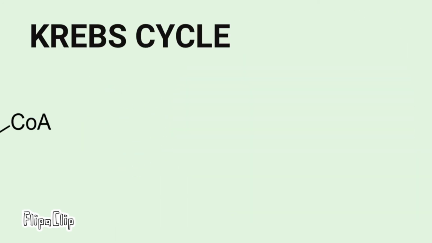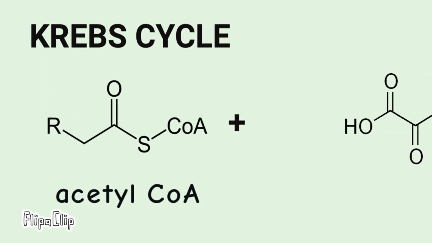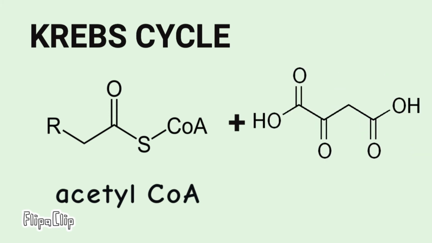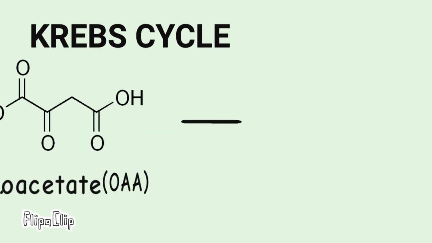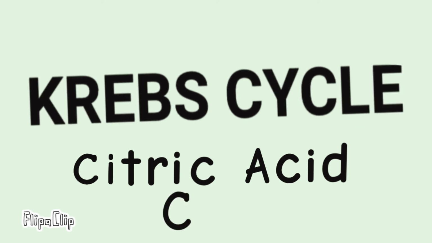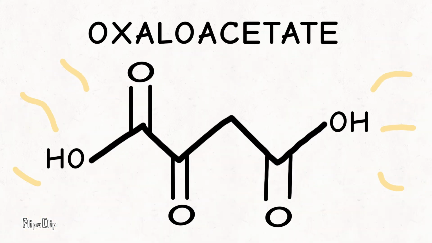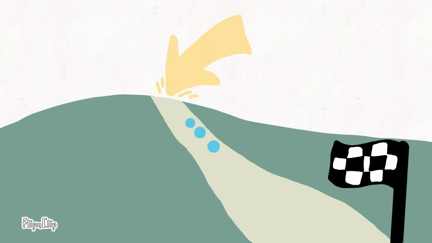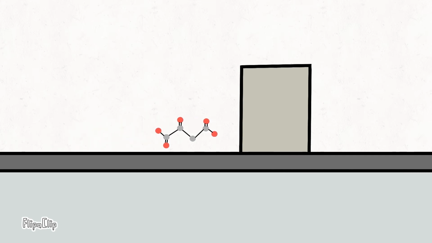The Krebs cycle itself actually begins when acetyl-CoA combines with a 4-carbon molecule called OAA, also known as oxaloacetate. This produces citric acid, which has 6 carbon atoms. This is why the Krebs cycle is also called the citric acid cycle. The final step of the Krebs cycle regenerates OAA, the molecule that began the cycle. This molecule is needed for the next turn through the cycle.